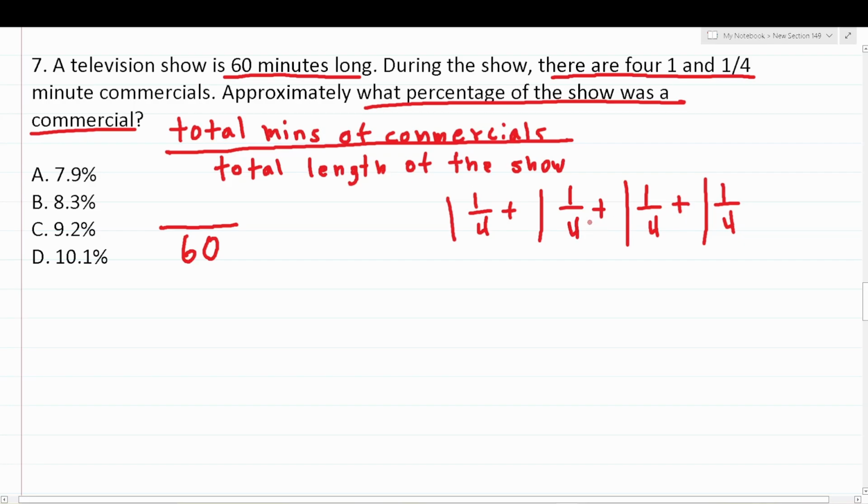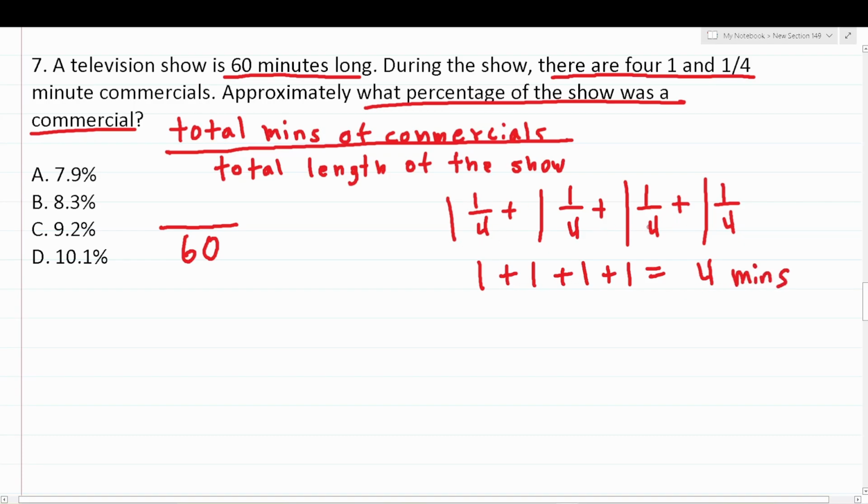So one thing you could do is you can convert all of these mixed numbers to improper fractions and then add them together. Of course, that would be pretty slow and time consuming. So what you want to do in this case is break these apart. You want to add your whole numbers together. And our whole numbers are simply 1. 1 plus 1 plus 1 plus 1 is 4. So that's 4 minutes worth of commercials right there.